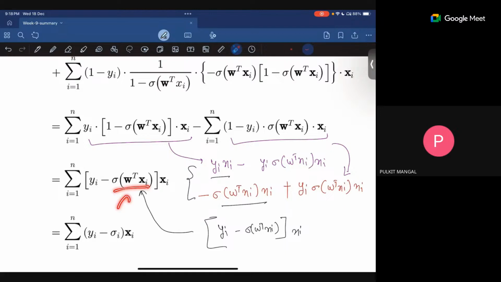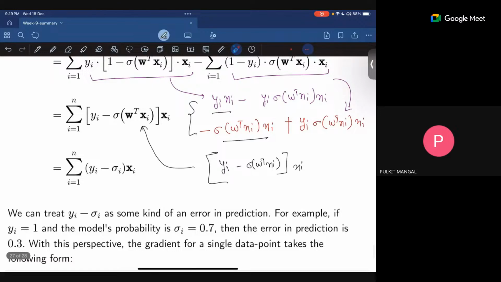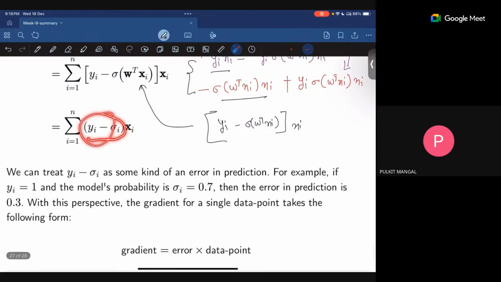We are replacing this sigma W transpose xi with the probability that we got. So this is the final result that we will get. The main thing about this result is this yi minus sigma i. You can treat it as some kind of error in the prediction, because remember yi is the true label. Sigma i denotes the probability of the data point belonging to class 1. So if yi, for example, is 1 and the model's probability sigma i is 0.7, then the error in the prediction is 0.3.